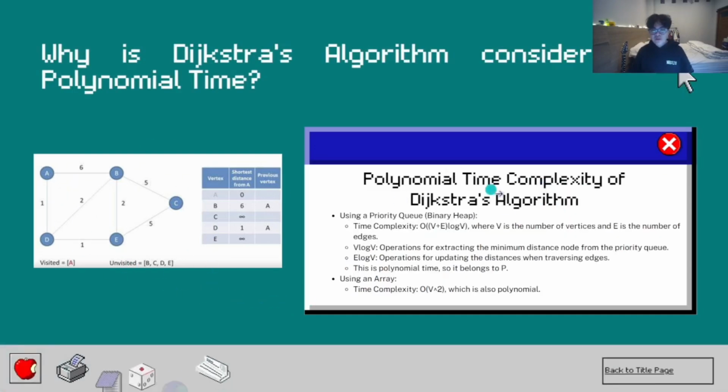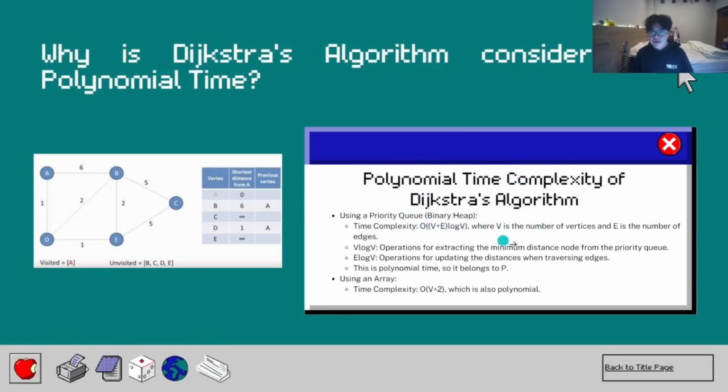If we delve more into it, the time complexity of this algorithm, if we use a priority queue or a binary heap, is O((V + E) log V), where V is the number of vertices and E is the number of edges. V log V is the cost of extracting the minimum distance node from the priority queue, and E log V is the cost of updating the distances when traversing edges. This is polynomial time, so it belongs to P. If we implement Dijkstra's algorithm with an array, the time complexity would be O(V^2), which is also polynomial.